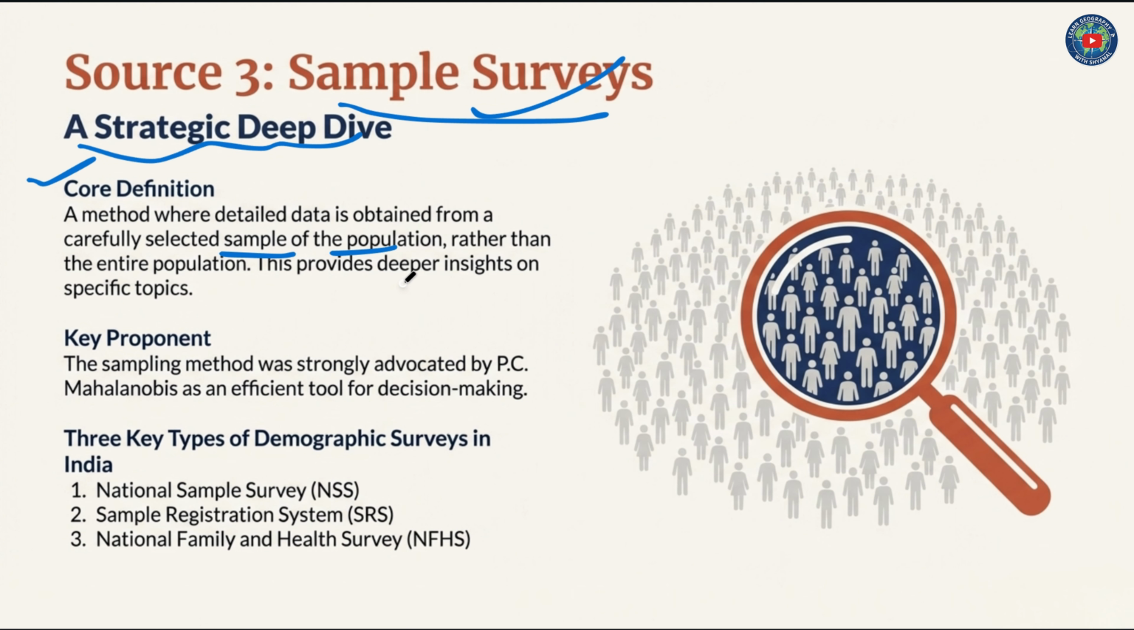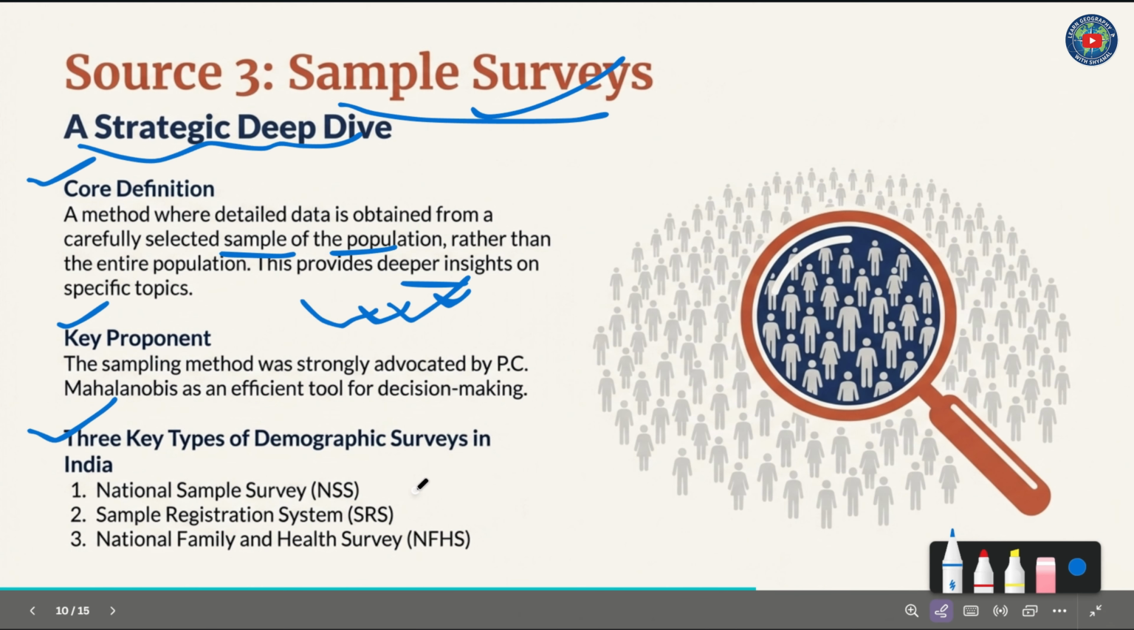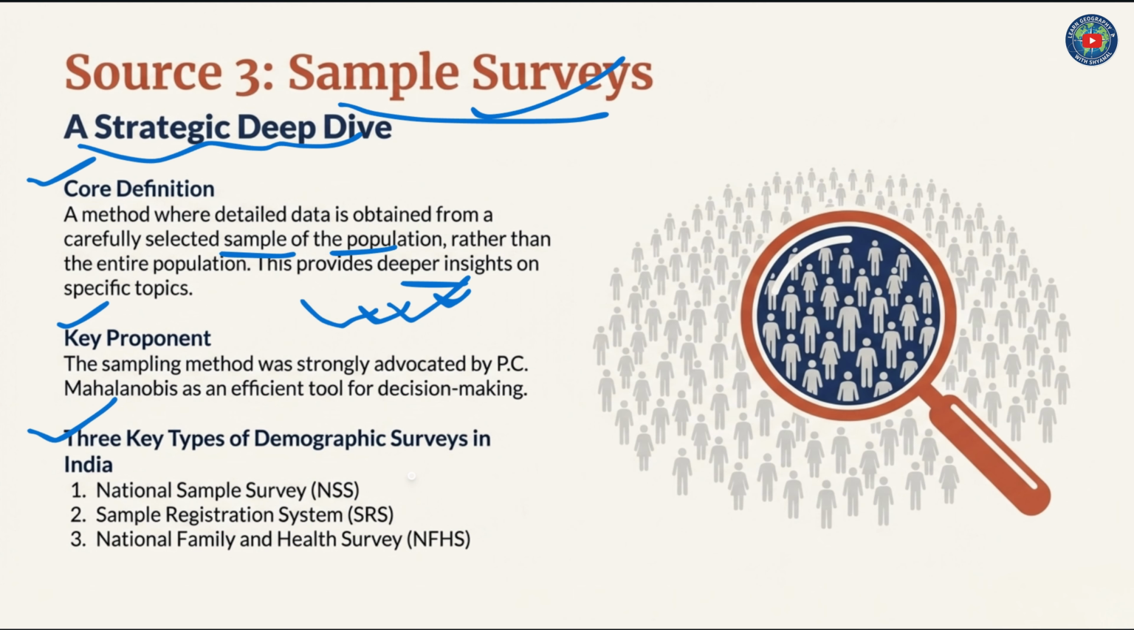It is conducted basically from a research perspective or for the implementation of government schemes and programs. Key proponent: the sampling method was strongly advocated by P.C. Mahalanobis as an efficient tool for decision making. Three key types of demographic surveys in India: National Sample Survey, NSS, Sample Registration System, SRS, and National Family and Health Survey, NFHS. These are sample surveys.